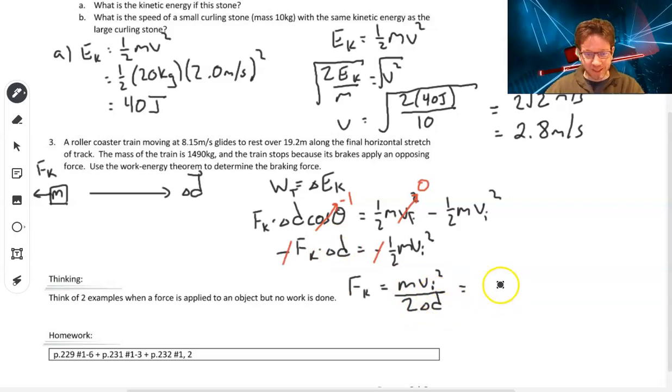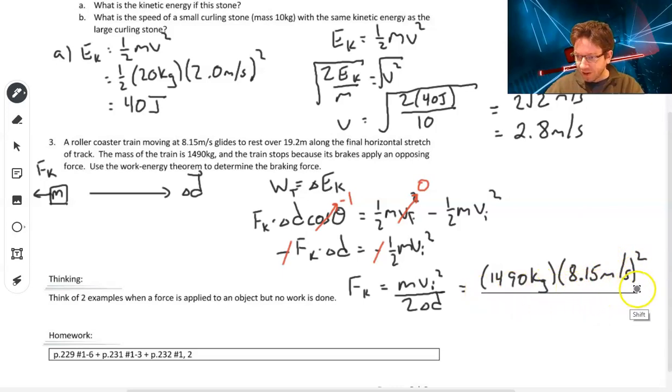So now we can start putting everything in there. So mass is 1,490 kilograms. Its initial velocity is 8.15. There it is. Don't forget to square it. I usually find lots of students forget to square. All divided by 2 times the total displacement that it undergoes, which was 19.2 meters.